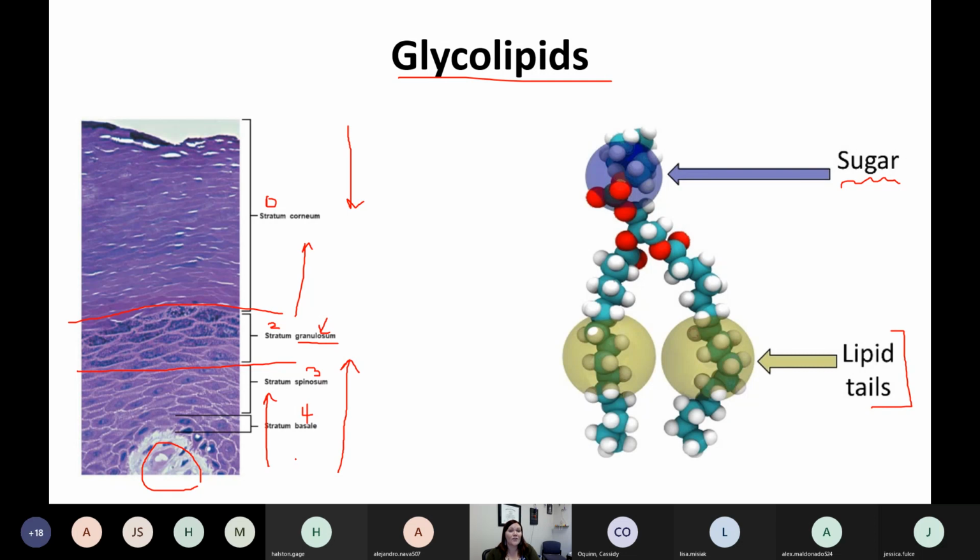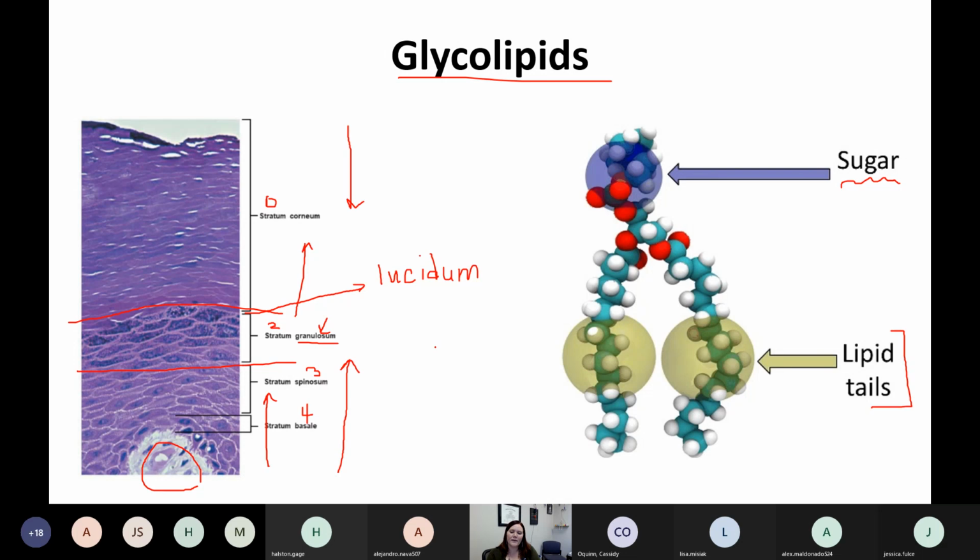When we talk about thick skin, not only is stratum corneum bigger, but we also add in an extra layer right here. I add in that clear layer called stratum lucidum. Remember that that is only seen when we're looking at thick skin. I'll never have that in thin skin.